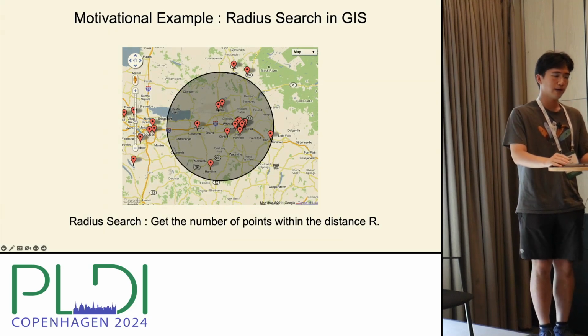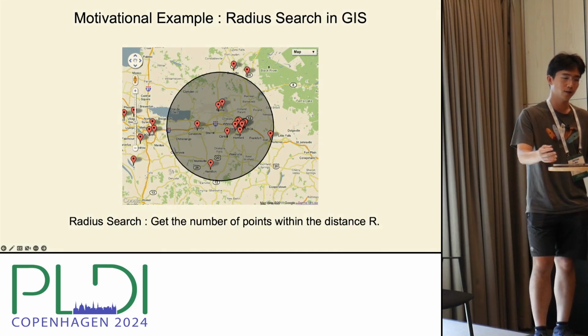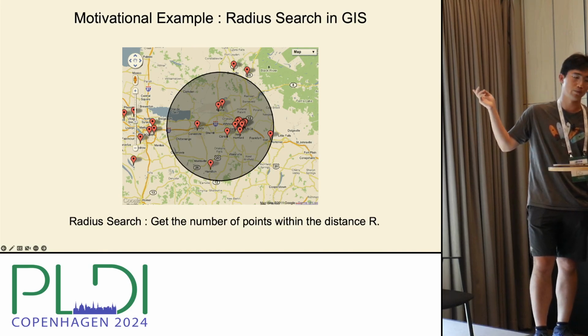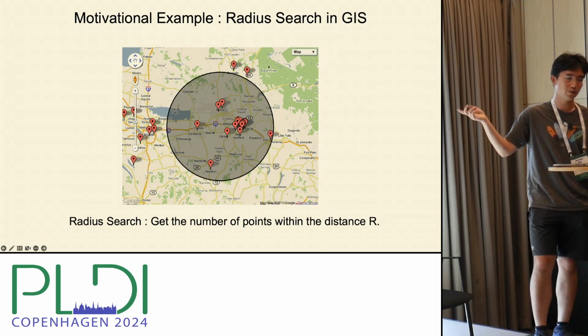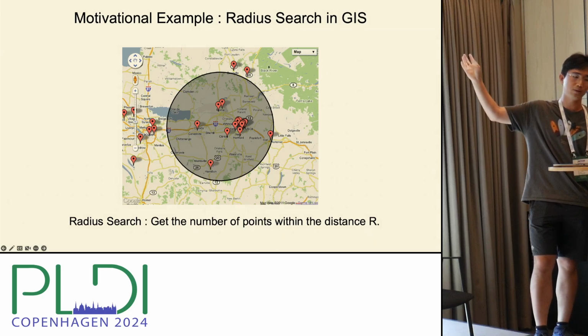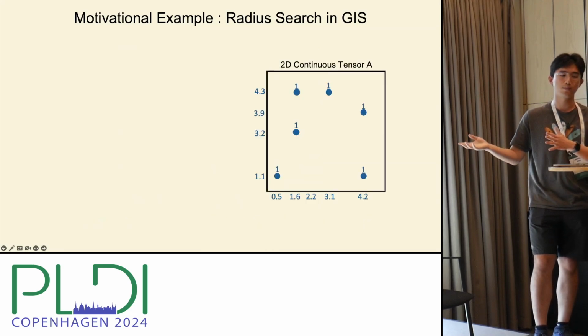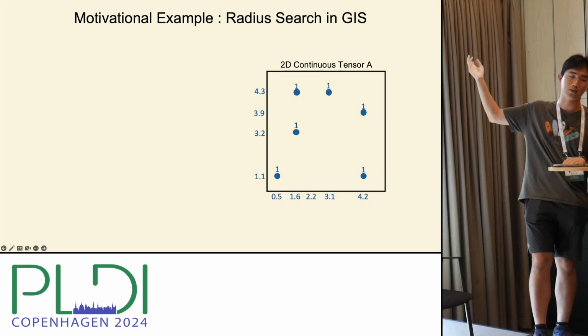And to demonstrate how easy and straightforward this is, let's consider another example, a radius search query in Google Maps. Imagine you want to count the number of predefined points within a circle of radius r. In the continuous tensor approach, here's how you can write the radius search query.